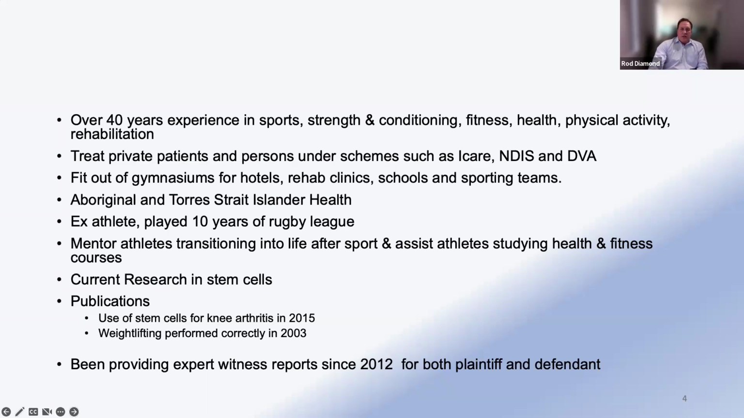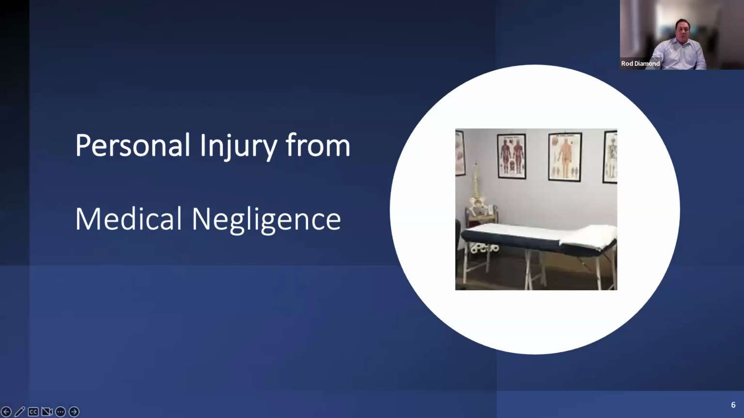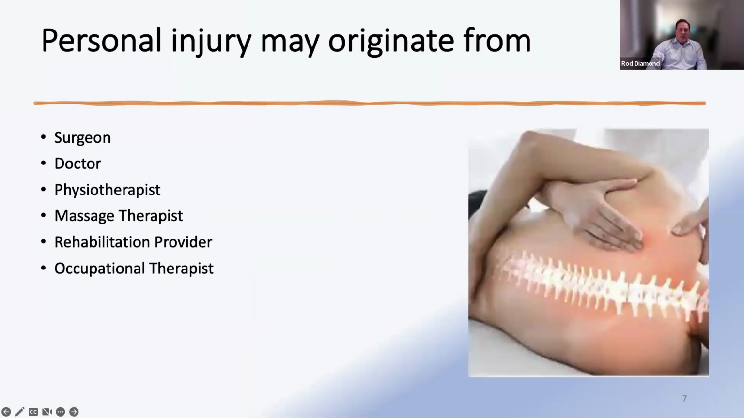So my talk today is going to be about the three areas that the reports that I've been providing cover. So professional rehab or medical negligence, gymnasiums and trainers, and sports injuries. So the first area would be personal injury from the medical negligence, or what I'd consider more to be professional negligence in the space of the medical world.